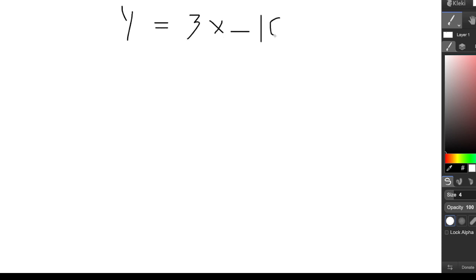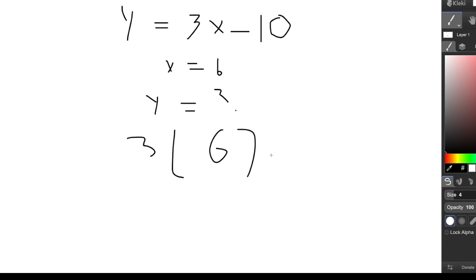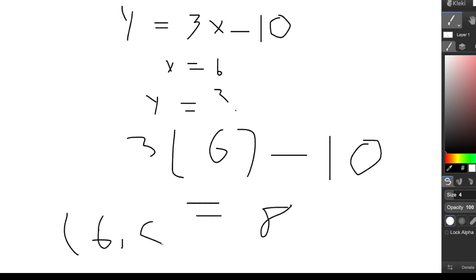Alright, this is our equation. And they're asking us, here's a question for y'all. If x equals 6, what is y? And we're like, oh, this is easy, right? We just plug it in here. So 3 times 6 minus 10. That's 18 minus 10, that's 8. So if you want to write it as a coordinate point, it'll be (6, 8). All right, y'all? So yeah, that's basically it.